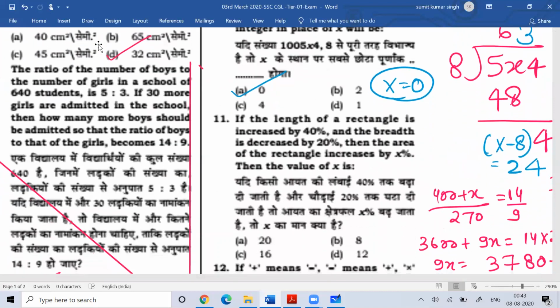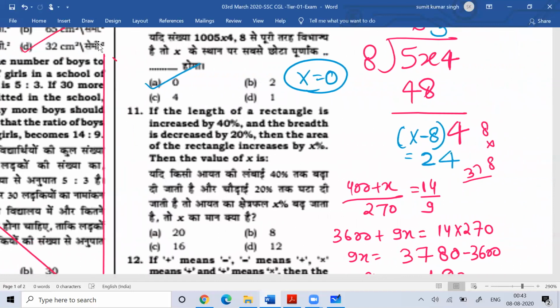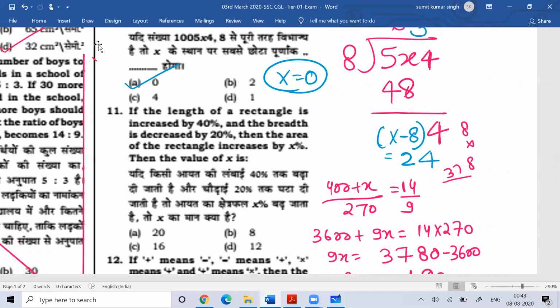Right. Now question number 11. It is a simple percentage problem. You should do it very easily.